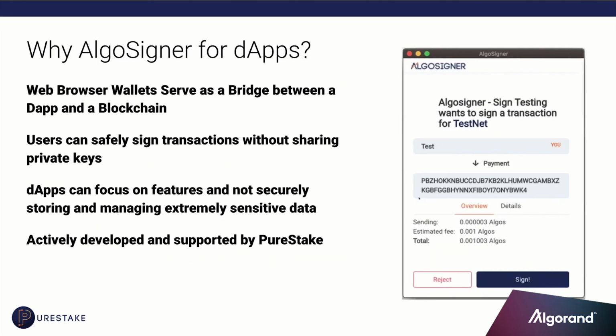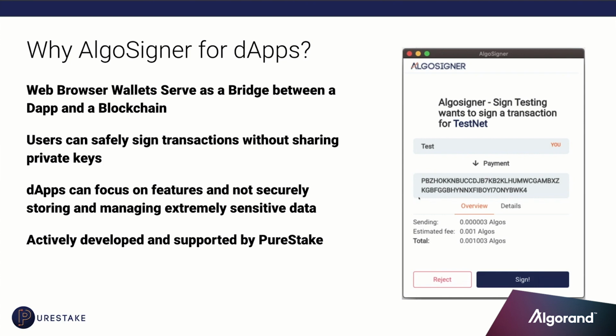So why AlgoSigner for decentralized applications? A web browser wallet is a bridge between a decentralized application and the blockchain. The keys live on the user's computer, and the users can safely sign a transaction. They never have to share any information about their private keys with the application. And conversely, the application doesn't have to know anything about the keys.